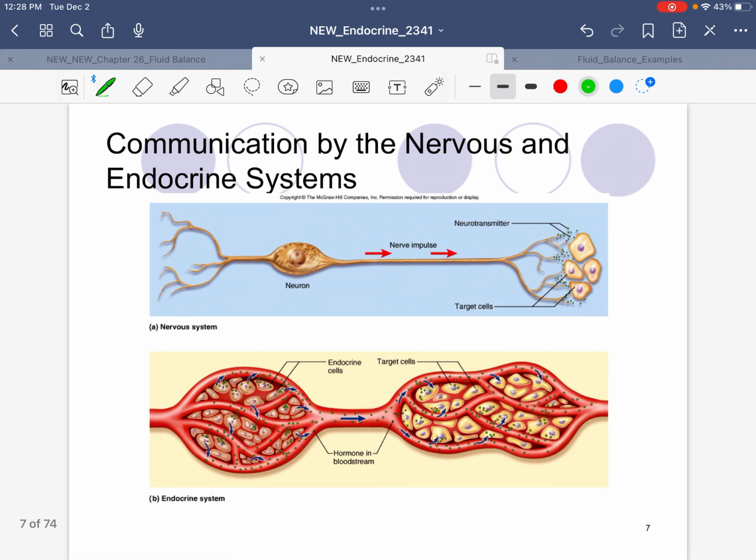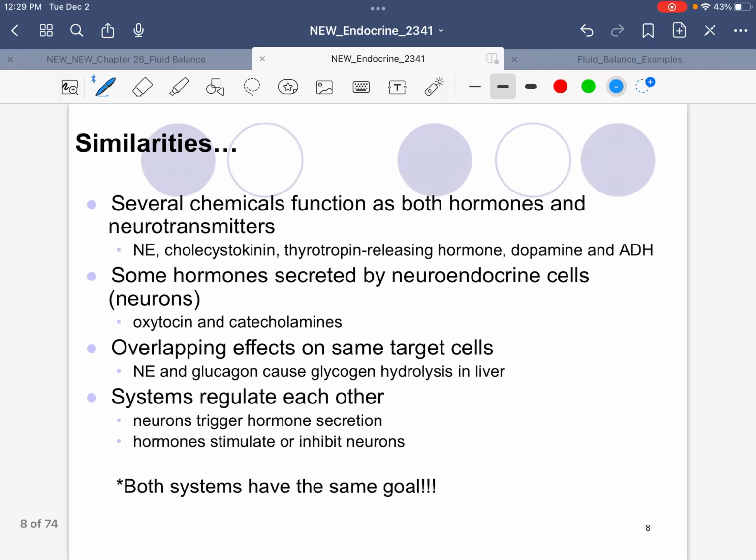All right. I like this compare and contrast. This is a visual view that shows us the nervous system communicates through a nerve impulse. It travels to more localized things. It's quick, but short-lasting. On the other hand, the hormones, which is how we communicate through the endocrine system, go into the bloodstream and can have more widespread, long-lasting effects.